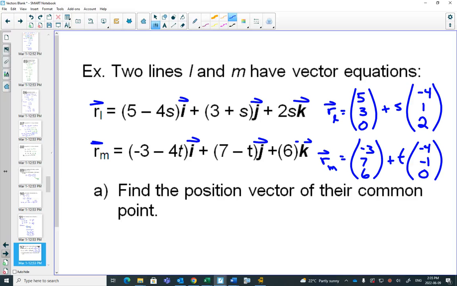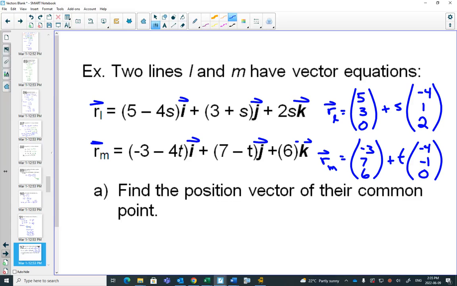So now we have 2 vectors in 3 dimensions that apparently cross at some point. And we want to find the position vector of that common point. In 2 dimensions, when you did this in grade 10, you would get a system of equations with 2 equations, y equals mx plus b of one line, y equals mx plus b of a second line. You would use substitution or elimination to try to find that intersecting point. In 3 dimensions, what we're going to do is look at the parametric equations.